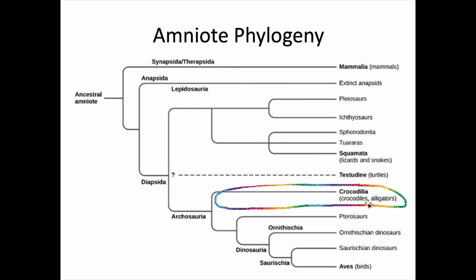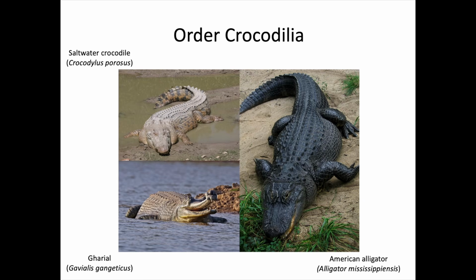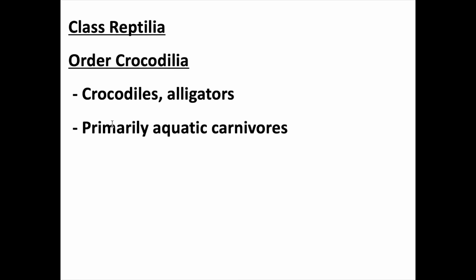Crocodilia. Even without the answer underneath it, you could probably guess that Crocodilia includes crocodiles, but also alligators and gharials and caimans. I think we all know a lot about these things, so I'm just going to say that crocodiles and alligators are primarily aquatic carnivores. And this aquatic is very interesting.